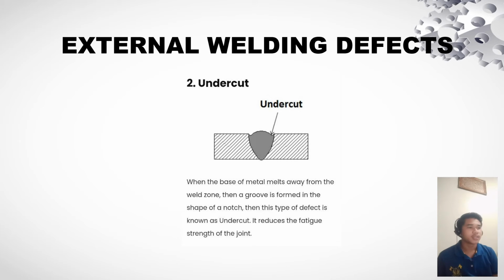External welding defect yang kedua ialah undercut. When the base metal melts away from the weld zone, then a groove is formed in the shape of a notch. Then this type of defect is known as undercut. It reduces the fatigue strength of the joint.